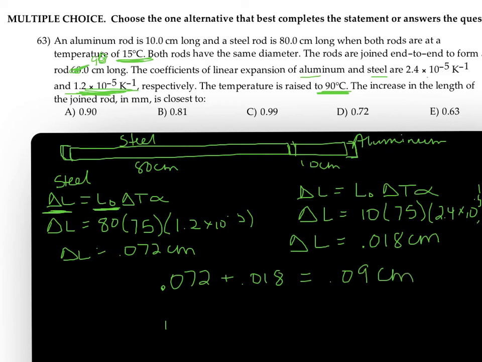That doesn't match up with any of our answers, but let's look at those answers a little bit more carefully. The increase in length of the joined rod in millimeters. There's the difference. So 0.09 centimeters is 0.9 millimeters, which is why our answer is A.